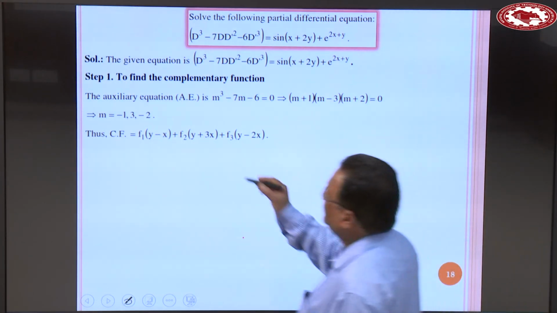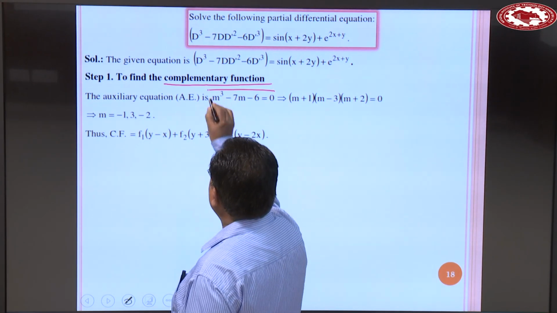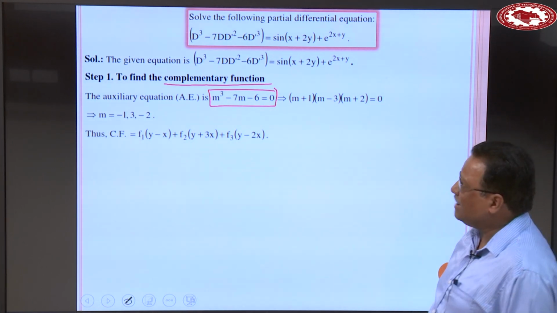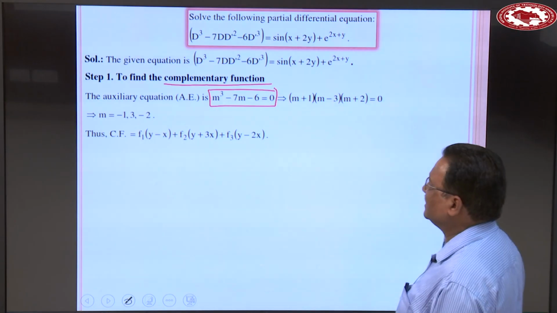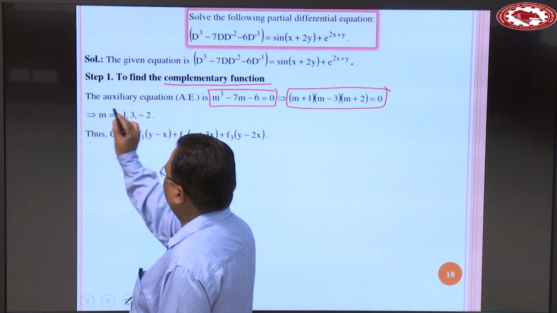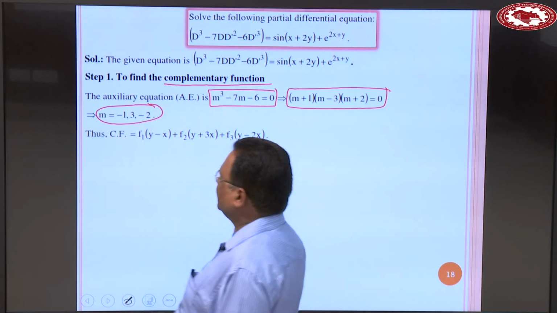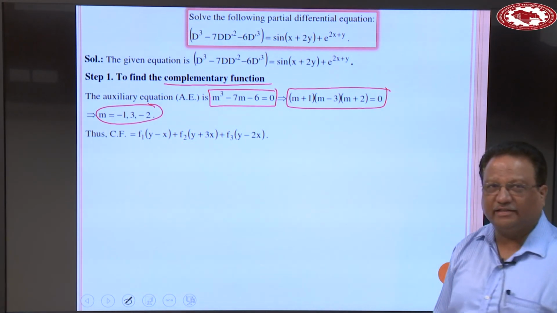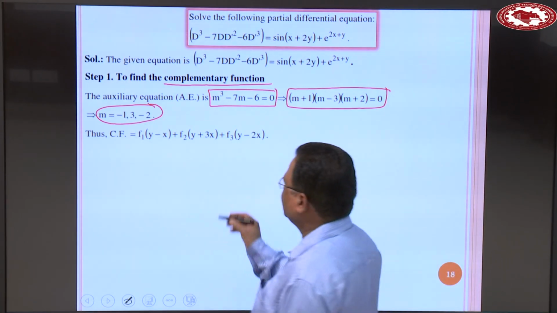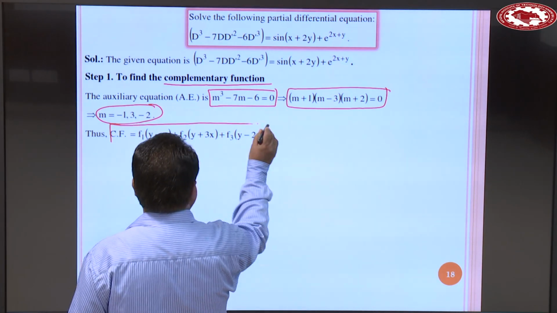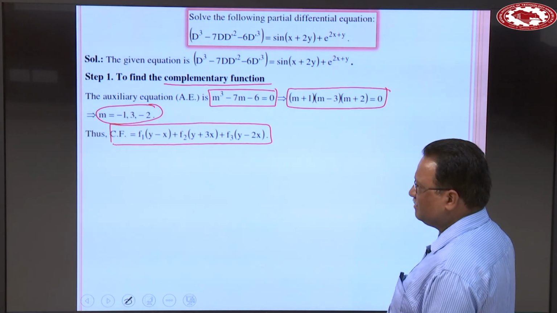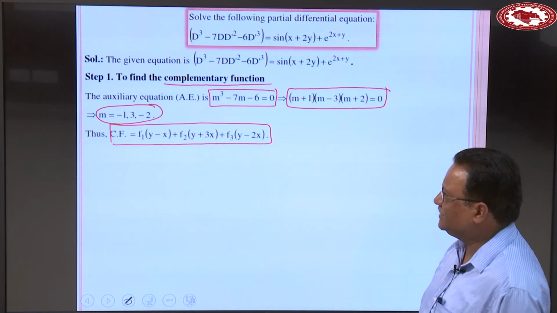So first part is complementary function. So to find the complementary function, solve the auxiliary equation, which is cubic in nature, right. m³ minus 7m minus 6 is equal to 0. So when you solve this one, you will get m is equal to minus 1, 3, minus 2. 3 values, in fact distinct values. Okay. So complementary function can be written like this: f1(y minus x) plus f2(y plus 3x) plus f3(y minus 2x). So that one is the complementary function.